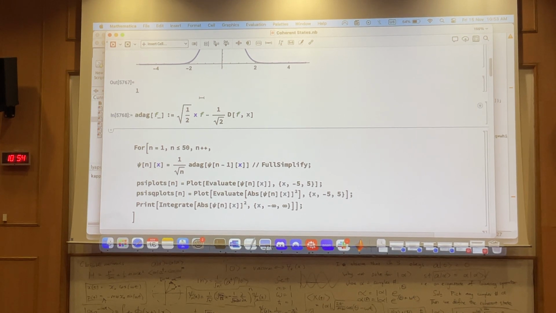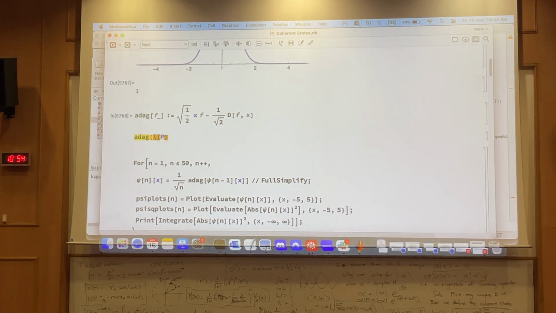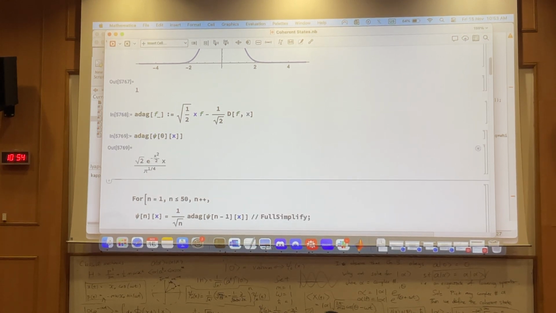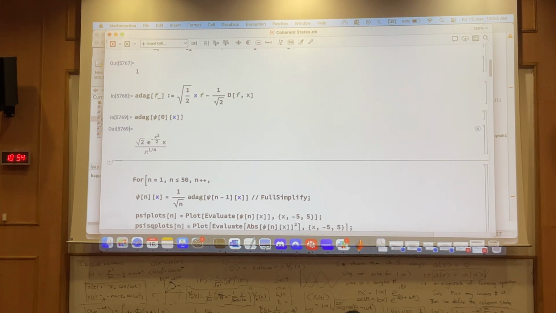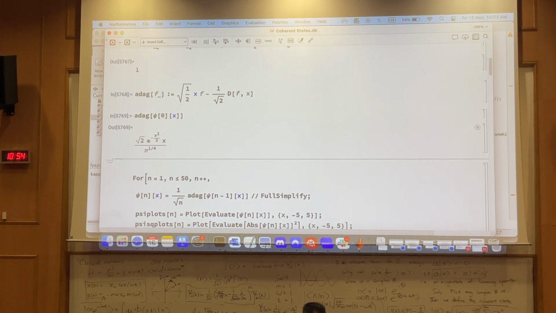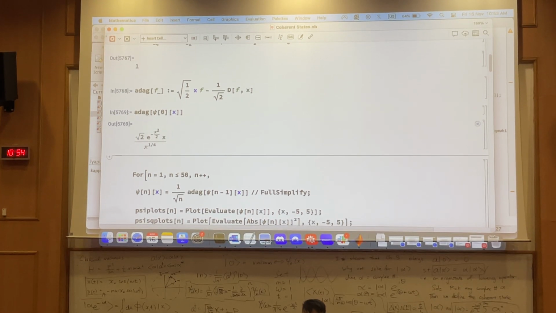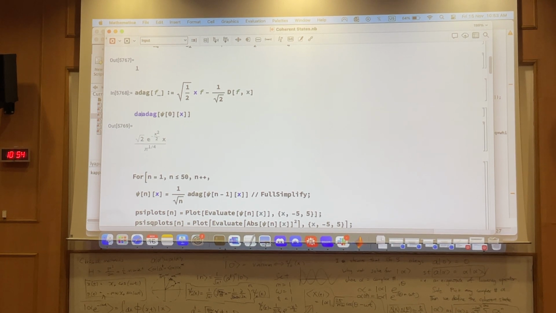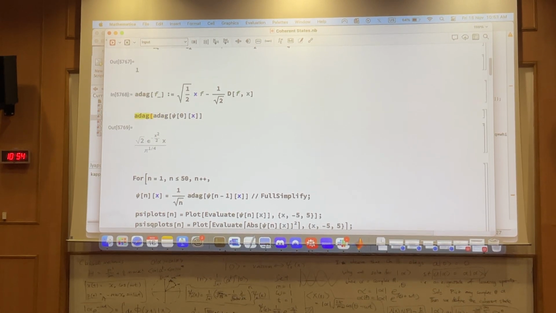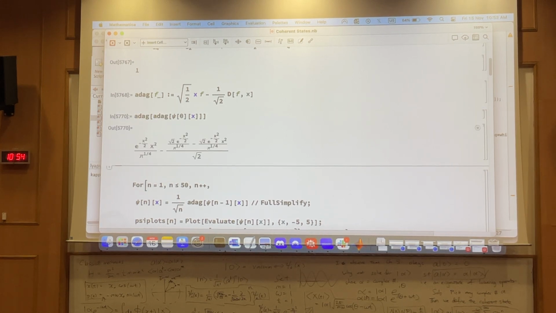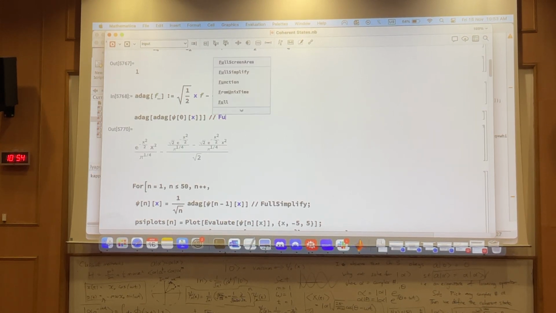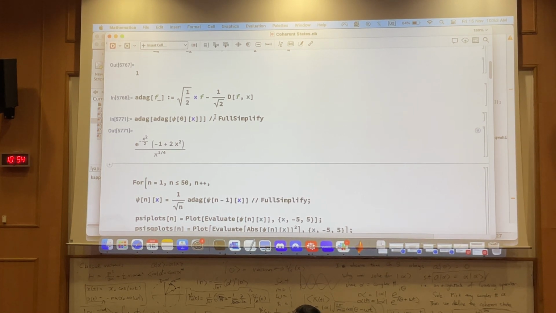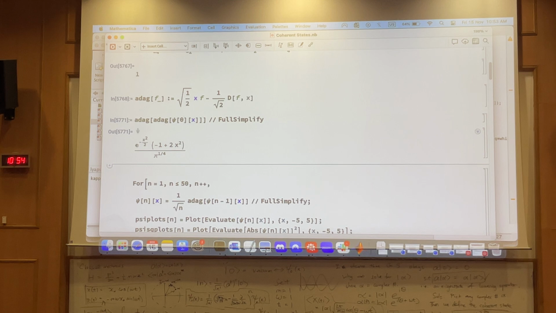Just to give you a sense of what it is, let's do a dagger acting on psi 0 of x. So that gives me x times the Gaussian, which is the Hermite polynomial of first order times Gaussian, which is exactly what we want. Then if we do it twice, then let's simplify it, because the computer can do that for me. Nice. We get x squared minus 1 times Gaussian. You want to do it one more time?